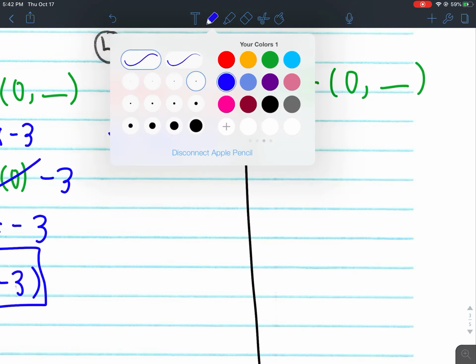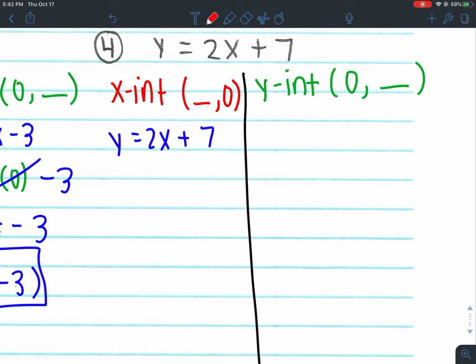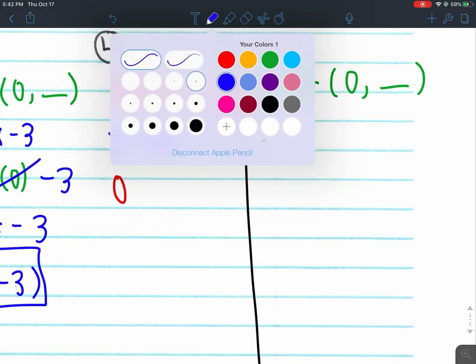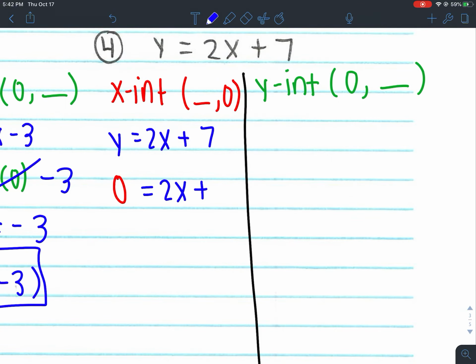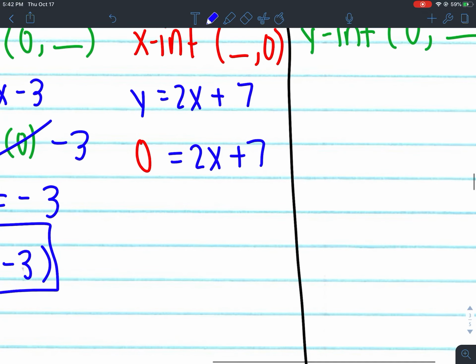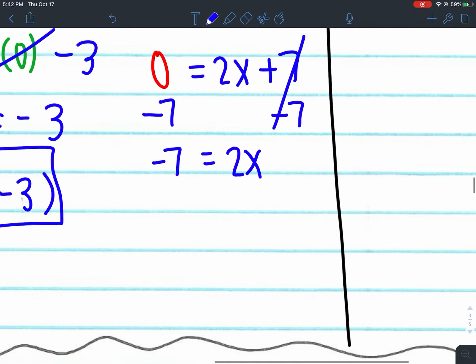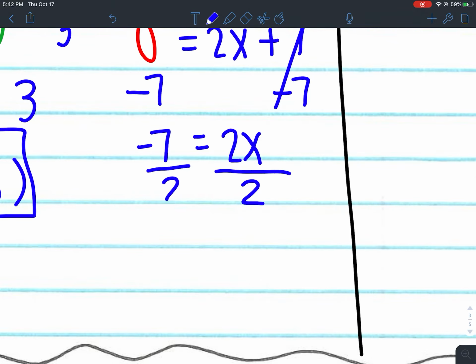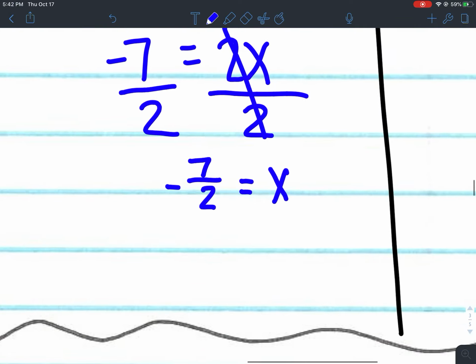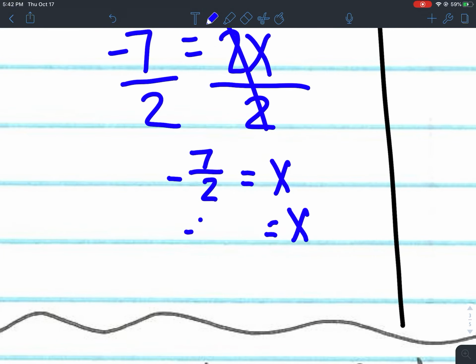y equals 2x plus 7. Now here I'm plugging a 0 in for my y value because I'm looking for the x-intercept. So 0 equals 2x plus 7. I want to get x by itself, so I subtract 7 on both sides. So 0 minus 7 is negative 7 equals 2x. And then I divide both sides by 2. And then I get x equals negative 7 over 2, or you can get x equals negative 3.5.